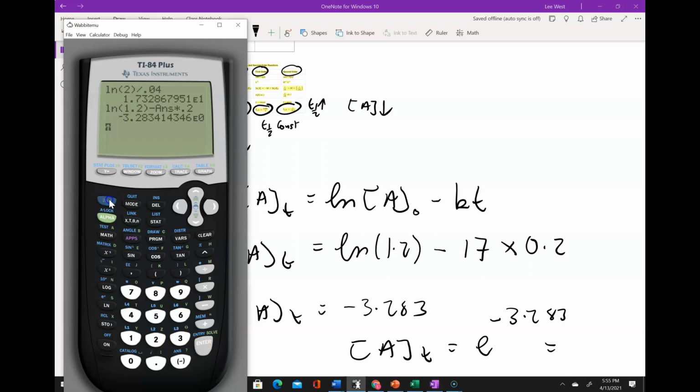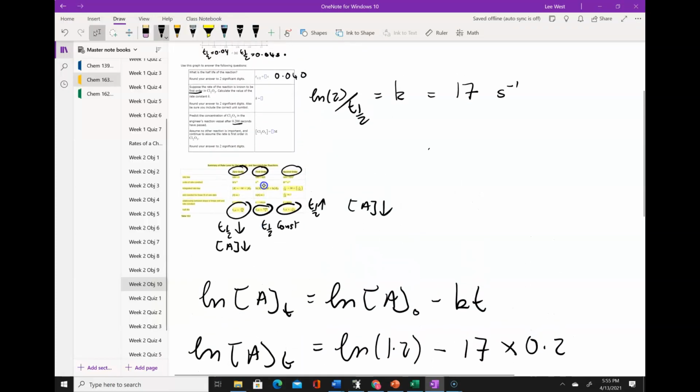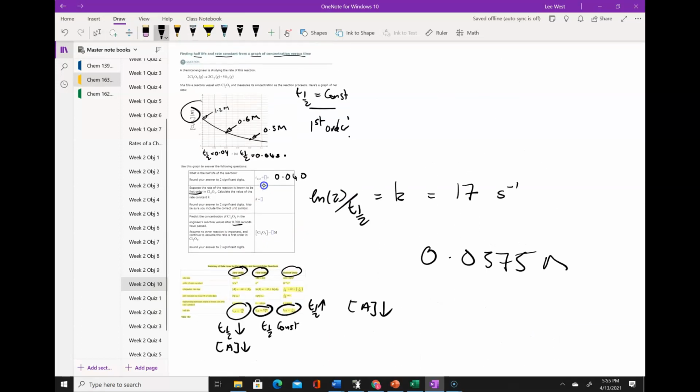So second function, e, second function, answer, enter. 0.0375. And it's probably molar, isn't it? We'll check that in a moment. So 0.0375, they wanted it as molarity. They want it to 2 sig figs, so it's going to be 0.038 molar. So 0.038 molar. Now, we should think about this.